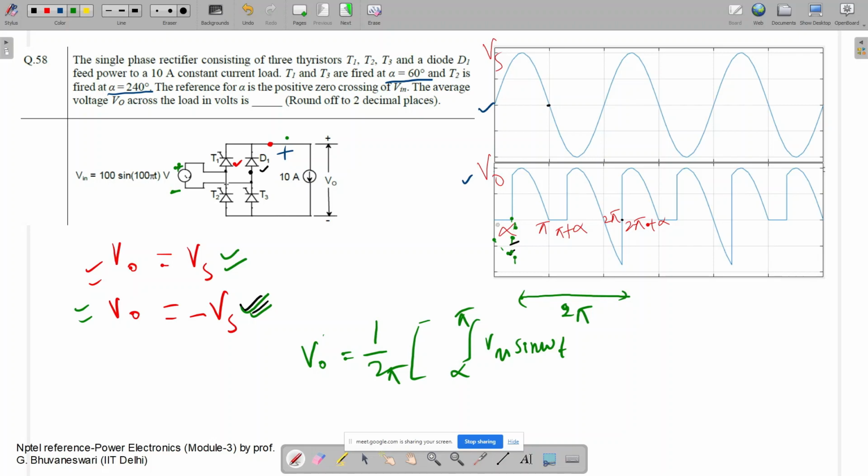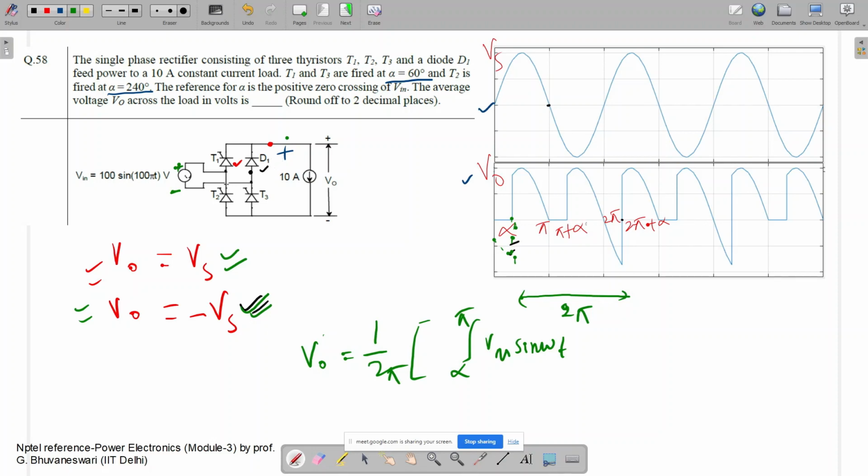Before alpha, no pulse is given, so the output will be 0 only. At alpha, we are giving the firing pulse, so the same voltage will come here. From alpha to pi plus alpha, D1 and T3 will conduct, so this is shorted, meaning the output voltage will be 0.